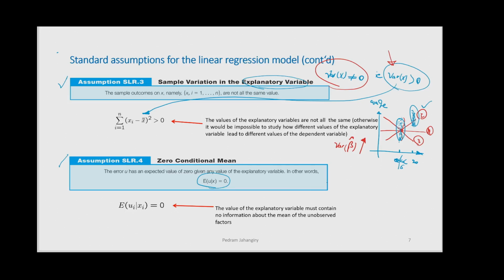So the error has an expected value of 0 given any value of the explanatory variable. So in English, we say the value of the explanatory variable must contain no information about the mean of unobserved factors. I think we talked about this one in great detail in our last class. So if there's any kind of confusion, make sure you rewatch that video.